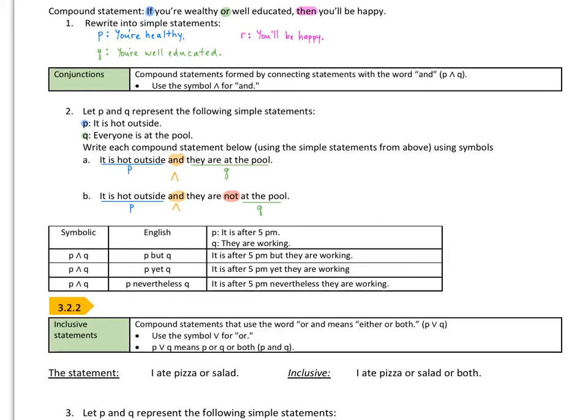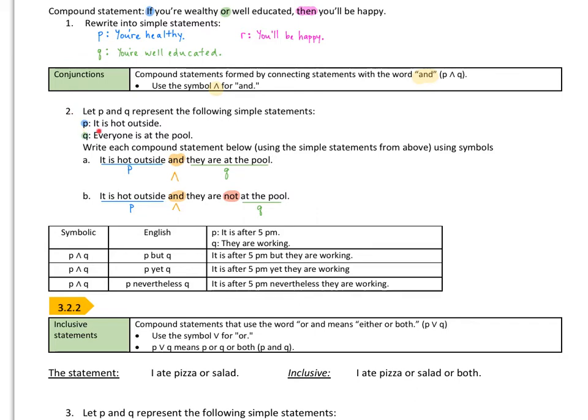The next compound statement is a conjunction. A conjunction is a compound statement formed by connecting statements with the word and. The symbol that we're going to use for and looks like an A, but without the crossbar. That is our symbol for the conjunction and. Let's take a look at example number 2.